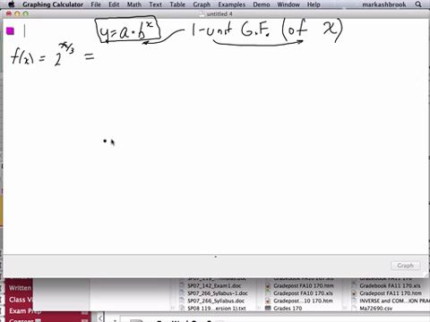Okay, so I want to make this function look like this one here. So what would a be? So this is the same as 1 times what to the x? So what to the x is the same as 2 to the x over 3? 2 to the 1/3. Do you see? So now I've got it. So what is 2 to the 1/3? That's the 1 unit growth factor. 2 to the 1/3 is the 1 unit growth factor.